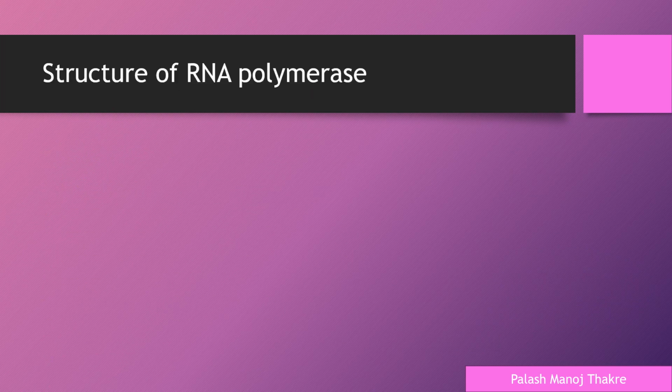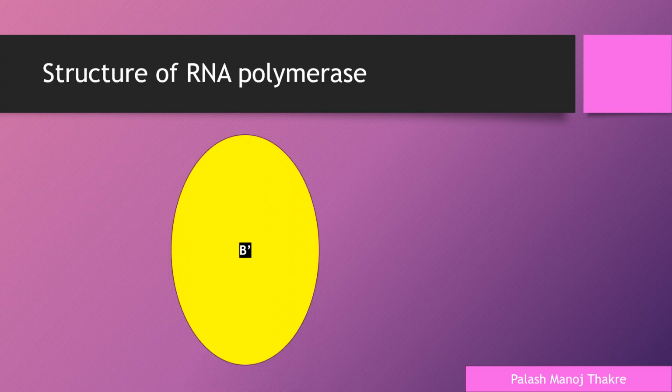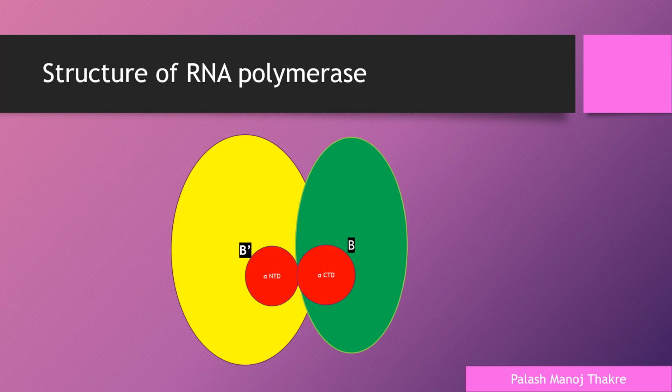For making proper sense of the RNA polymerase structure, just observe the following figure. As we already discussed, the RNA polymerase structure is made of 5 different types of subunits: 1 beta dash subunit, 1 beta subunit, 1 pair of alpha subunits, and a sigma factor which will make this core enzyme a holoenzyme.